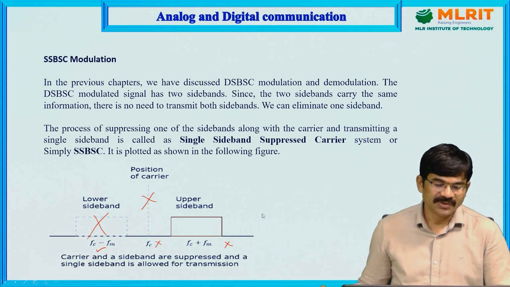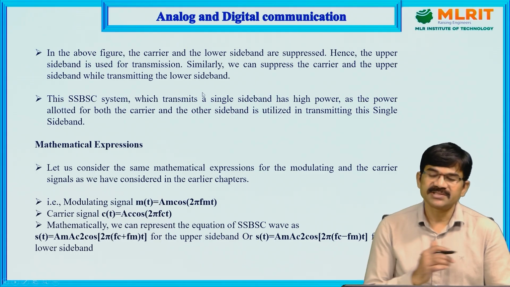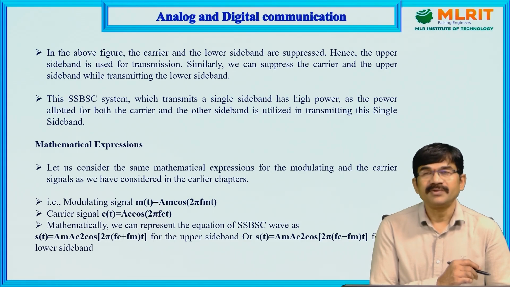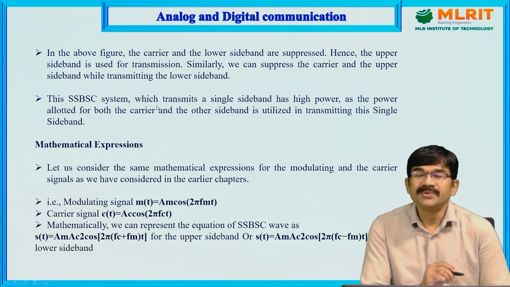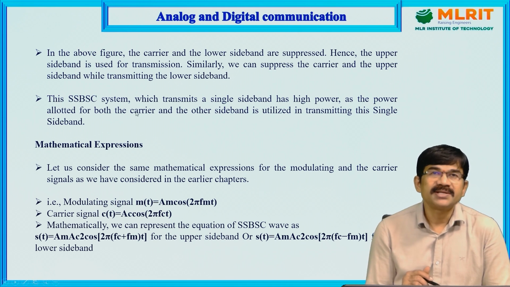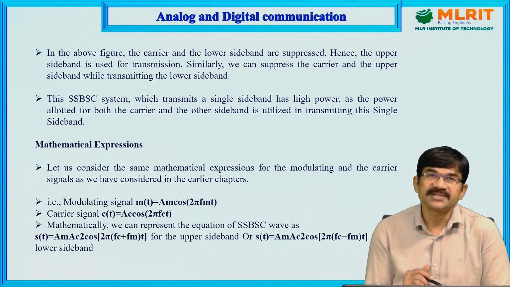So in the above figure, the carrier and one sideband are suppressed, and only the upper sideband we are using. Another way is we can use the lower sideband also. Then what is the mathematical expression for SSB modulation? We have to get the modulated wave, and we have to represent that modulated wave mathematically. Let us consider the same mathematical expressions for the modulating and carrier signals as we considered in the earlier chapter.